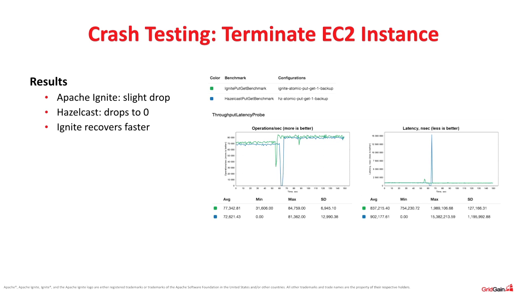For example, Ignite had a quick drop, but it quickly recovered from it and continued to operate. It went from 80,000 to about 40,000 or 30,000, and then it quickly came back up. Hazelcast actually dropped to 0 and stayed at 0 for a little bit before coming back up. So Ignite actually showed that it could recover a lot faster under load on a distributed system than Hazelcast.